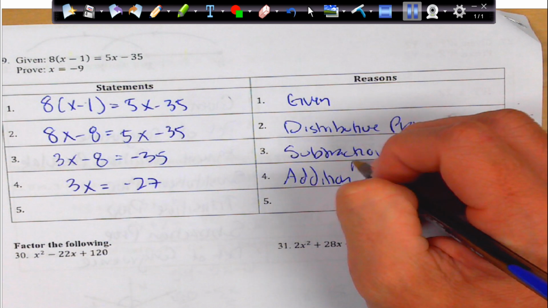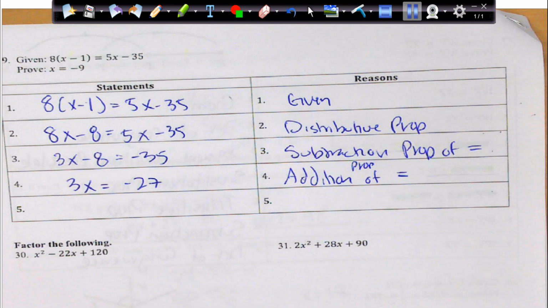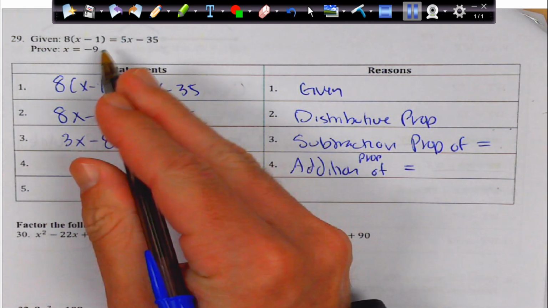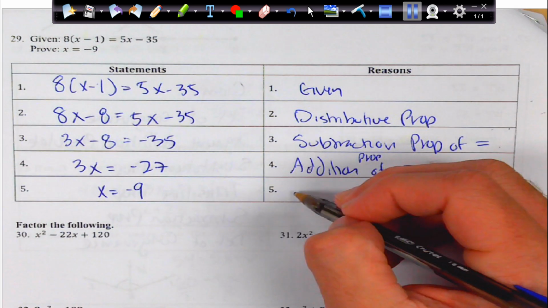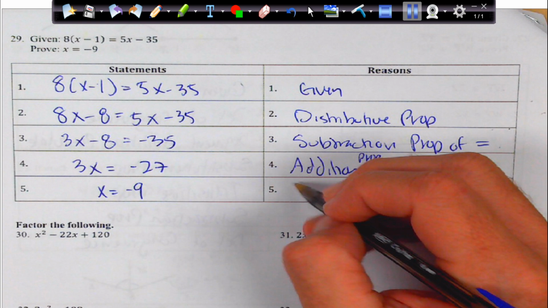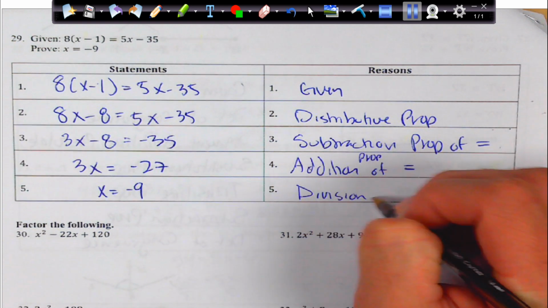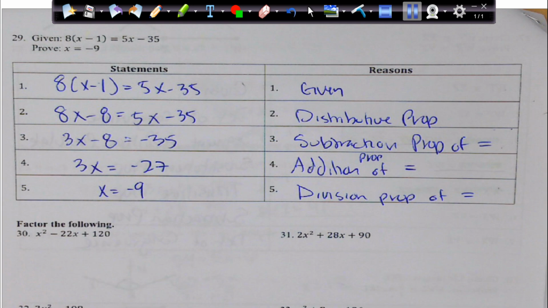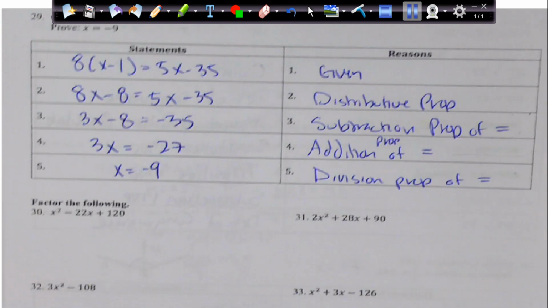Oh, I didn't say property. My bad. And then last but not least, divide by 3, x equals negative 9. That matches my proof statement. Never write the word prove here, ever. Last step is I did division property of congruence.